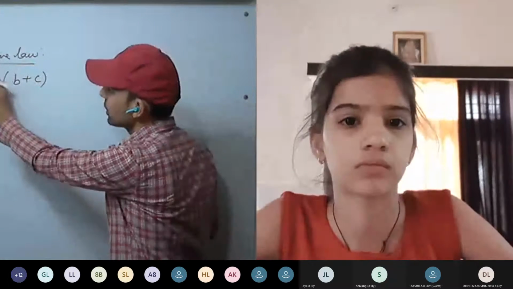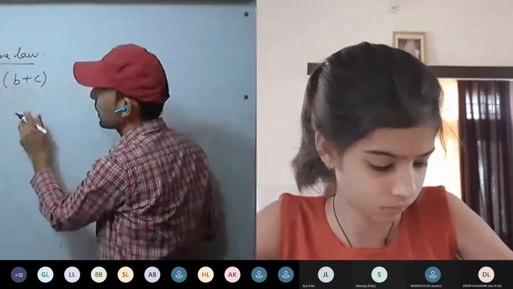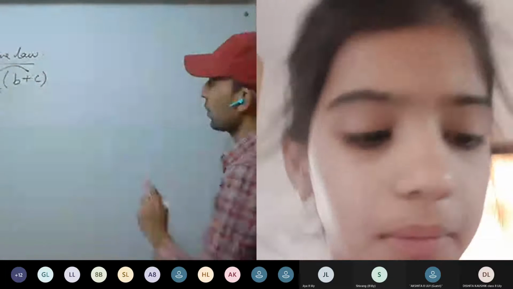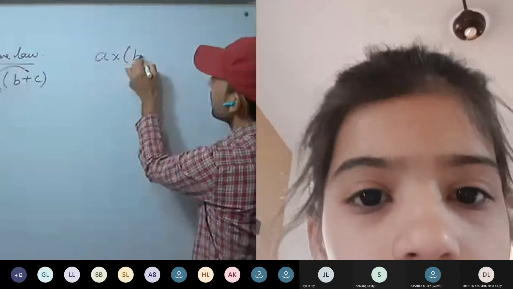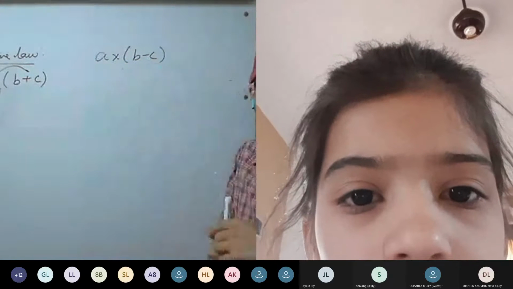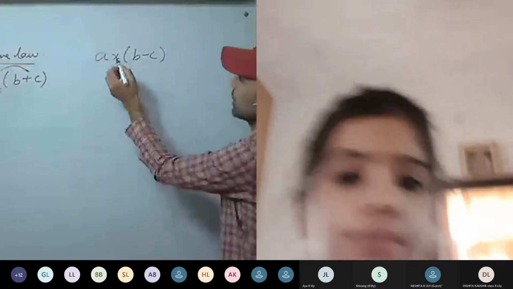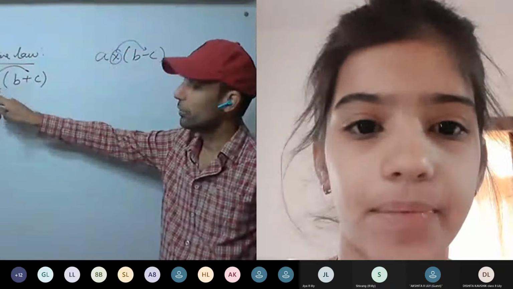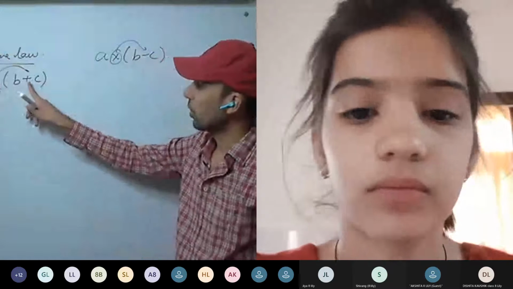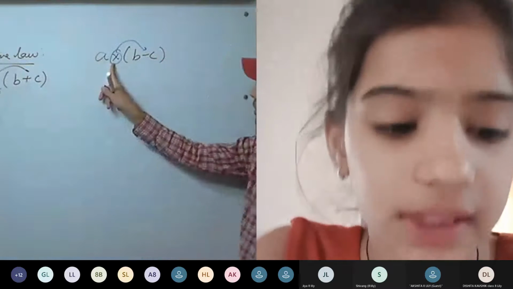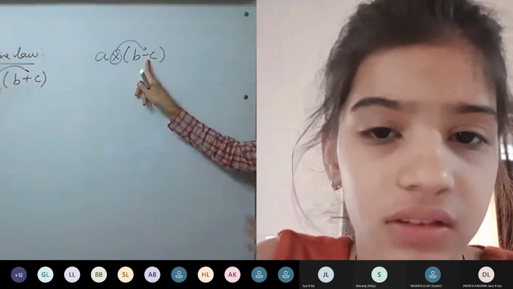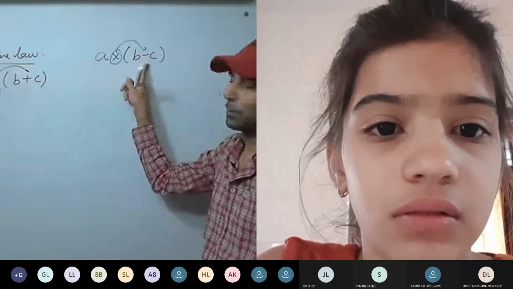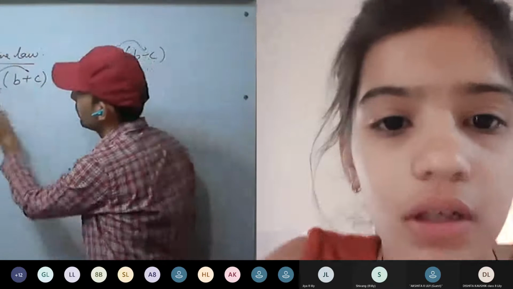So see here, distributive law means we are going to distribute multiplication over addition, or A into B minus C. Here we are going to distribute multiplication over subtraction. Understood this one? Here we are going to distribute multiplication over addition, and here we are going to distribute multiplication over subtraction. So in distributive law, we distribute multiplication over addition or subtraction. This is distributive law. How are we going to do it?